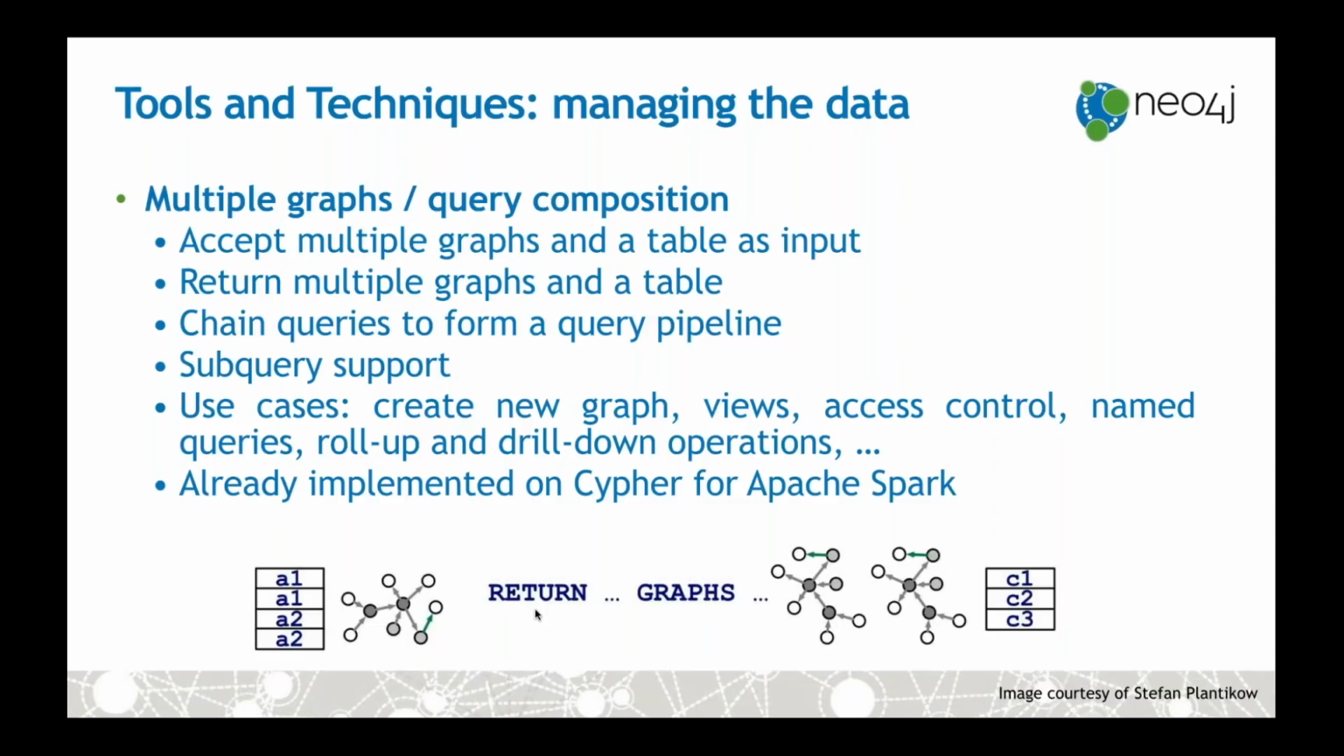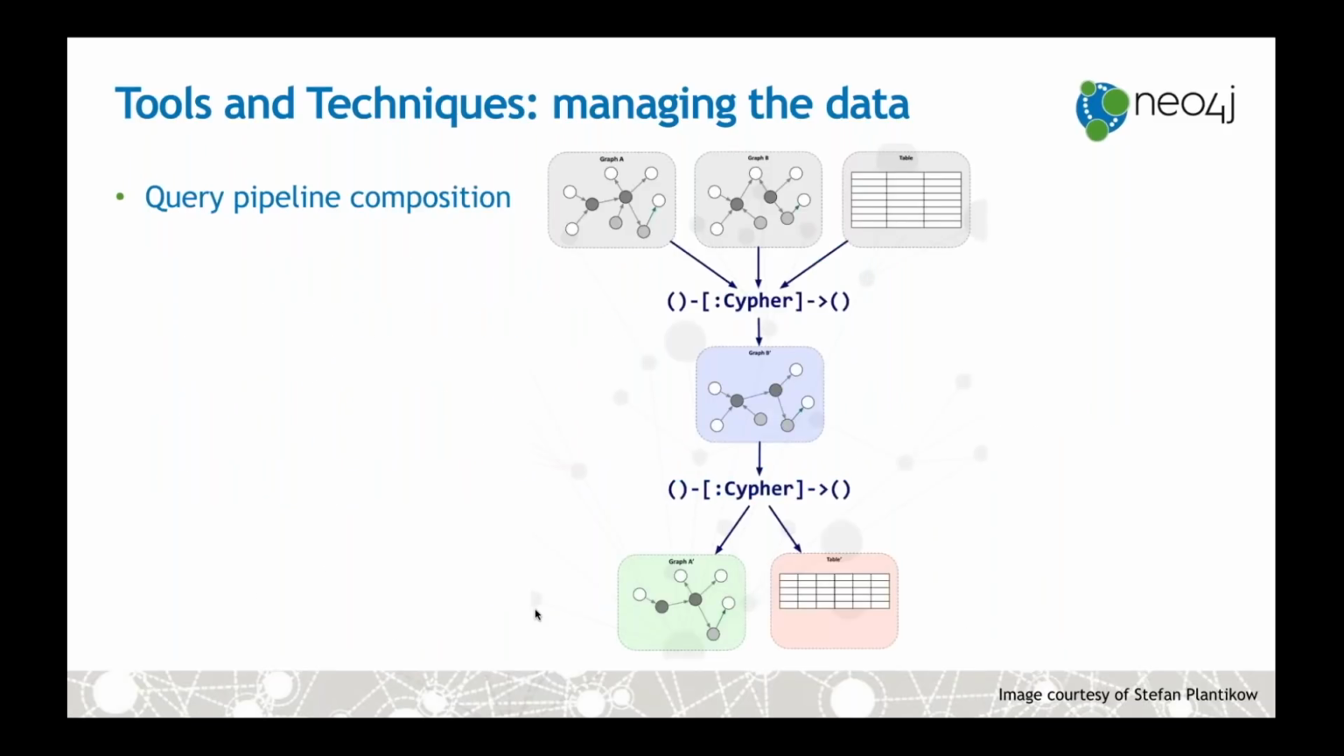Maybe it takes this newly created graph and takes yet another graph that's stored somewhere else and integrates those two. So you can actually imagine chaining; this starts to give you quite a lot of expressivity and power. We're also looking at subquery support as well. And I do need to mention this has already been implemented on our Cypher for Apache Spark system, the CAP system. It's just to show you what this pipeline composition would look like in pictorial form.